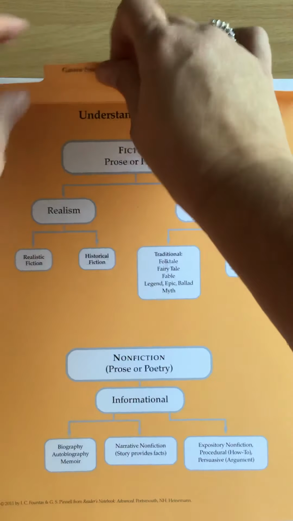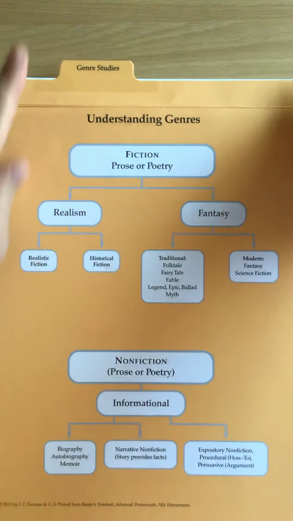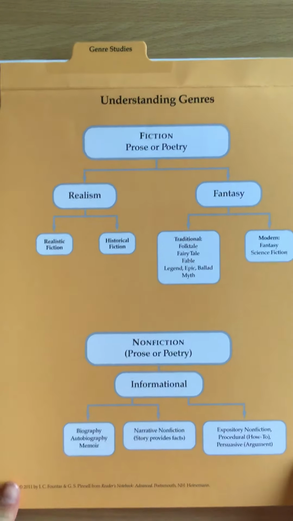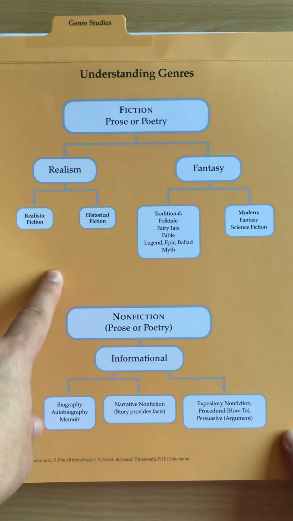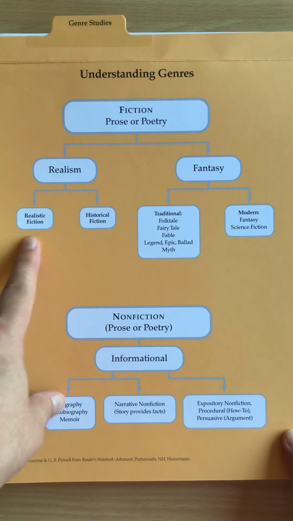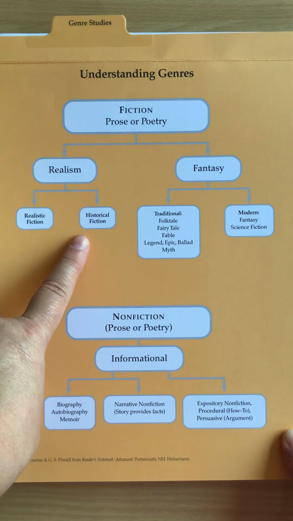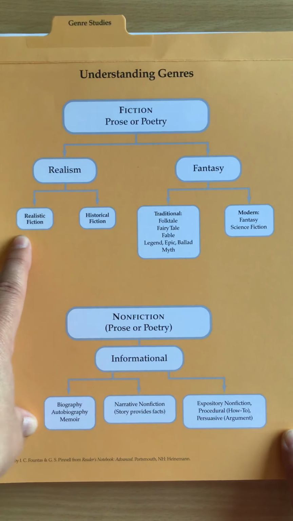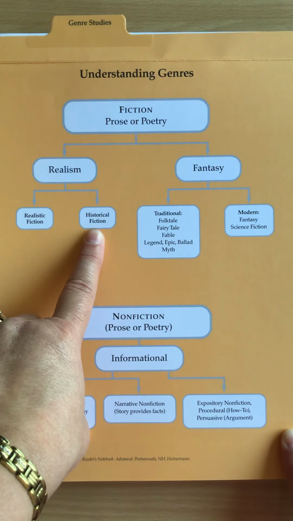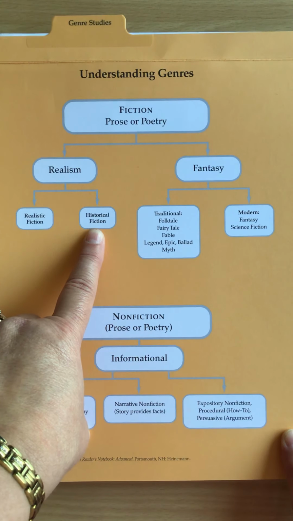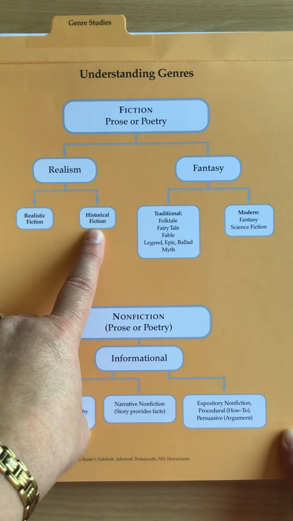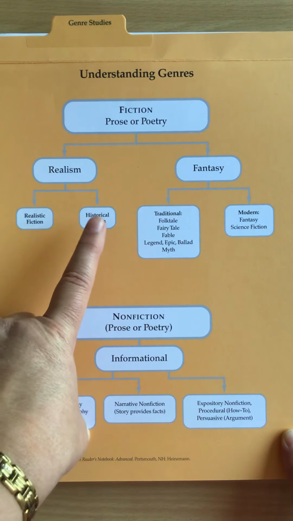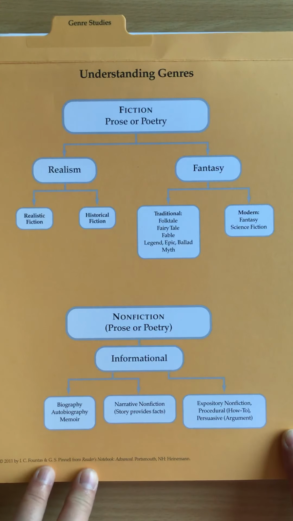The next section, you'll come to another tab that's called Genre Studies. All right, so here they show you the different kinds of genres. Under fiction, we've got realism, that includes realistic fiction and historical fiction. So these are things that could really happen in real life. These are things that happened long ago, and it's pretty hard to call them nonfiction because a lot of it's done from memory. So they call it fiction, but it really did happen.